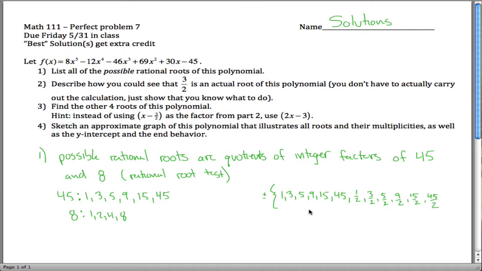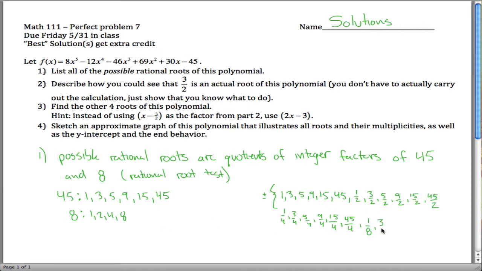And I wish I had chosen smaller numbers because now I got to divide all of these by 4: a quarter, 3 quarters, 5 quarters, 9 quarters. My handwriting gets worse when I get bored. 15 quarters, 45 quarters, and then finally divide them all by 8.